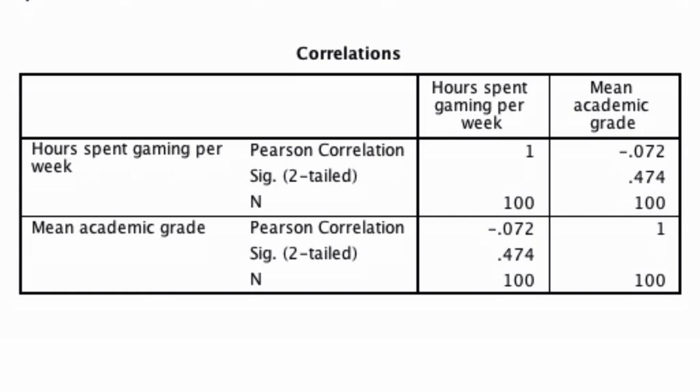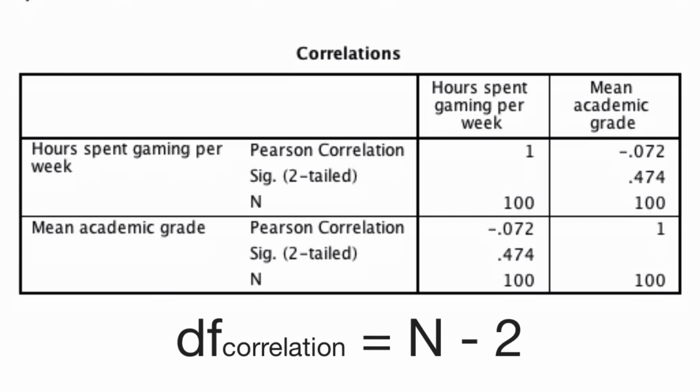They aren't directly stated in the table. However, you are given the n size, the number of pairs of scores, which is 100. For a correlation, the degrees of freedom are n minus 2. So in this case, 98.